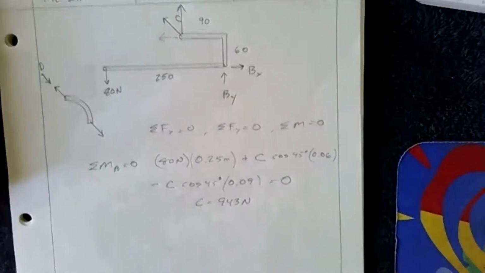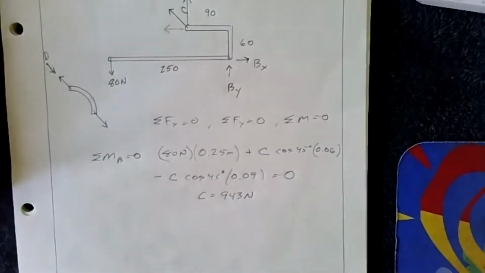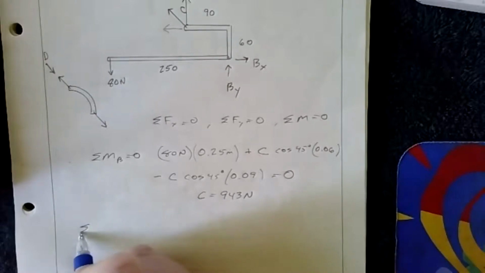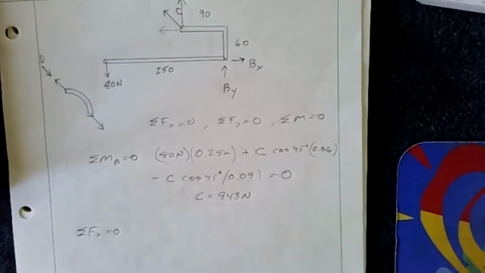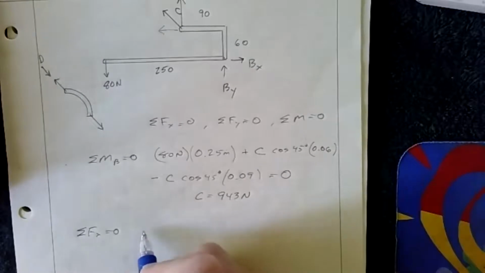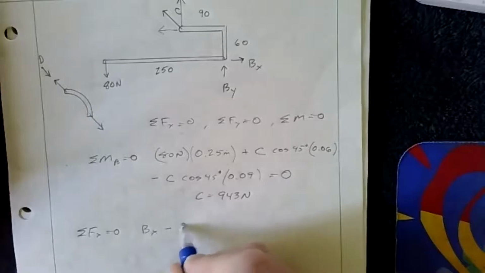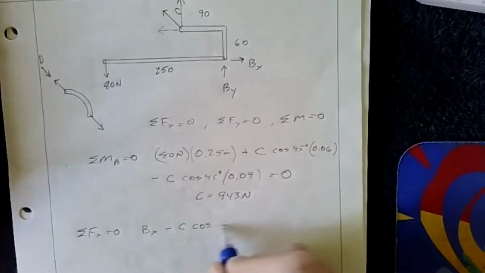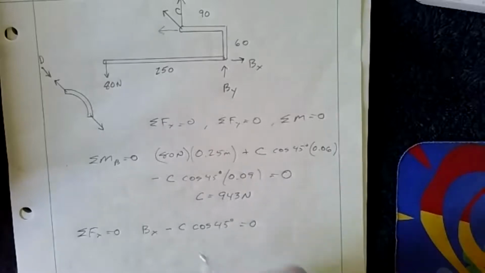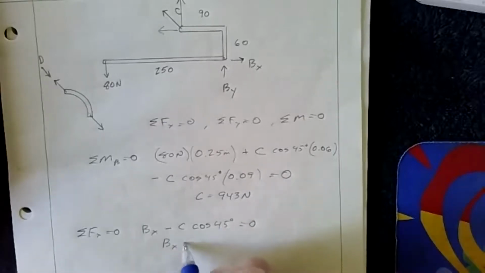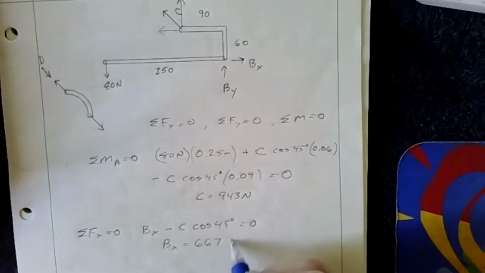All right. Then it's just a question of summing forces. So if we sum the force in the X to 0, the way I've written it, I have Bx minus C cosine 45 degrees equals 0. So therefore Bx equals 667.